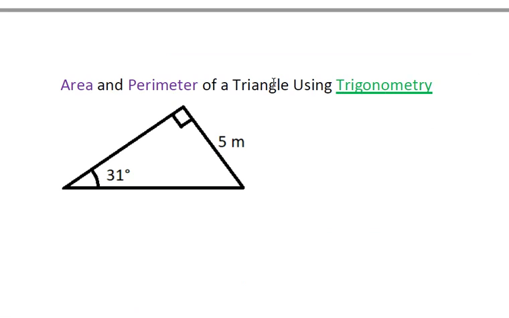Our next step is using trigonometry, but that will be for the next video, so you can go on to that if you like.